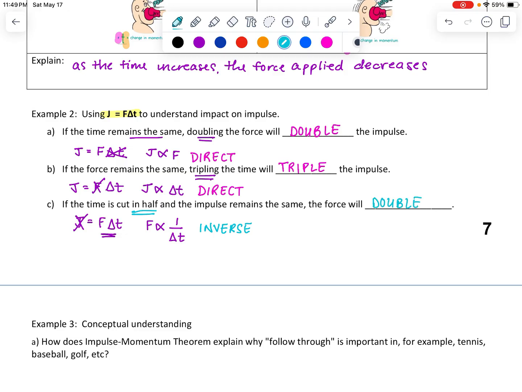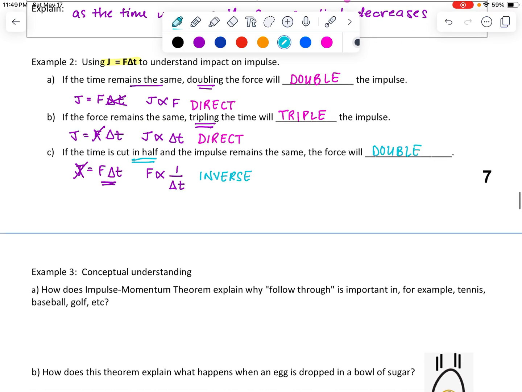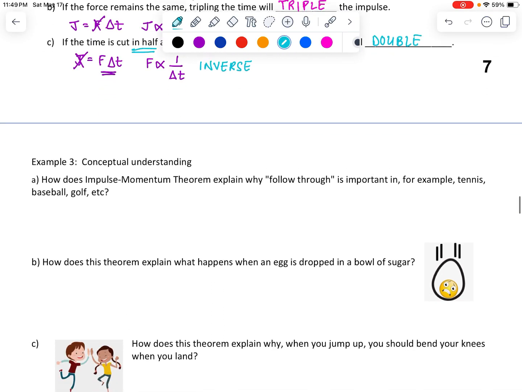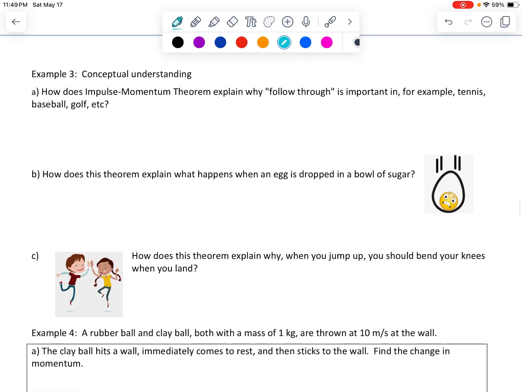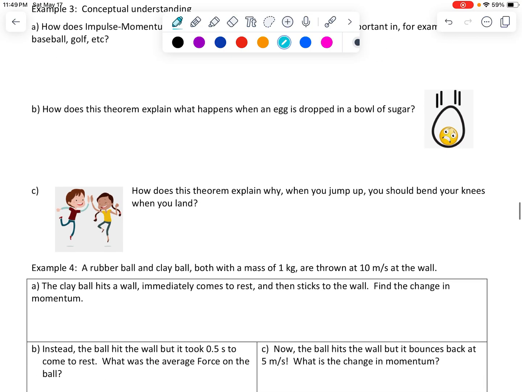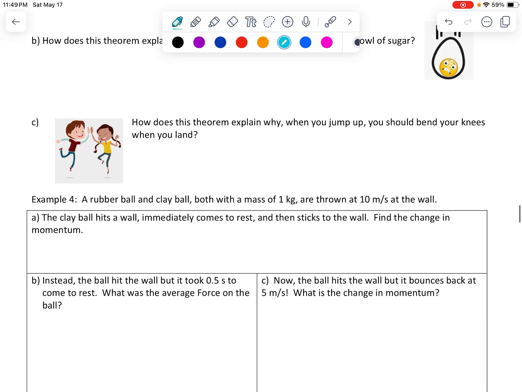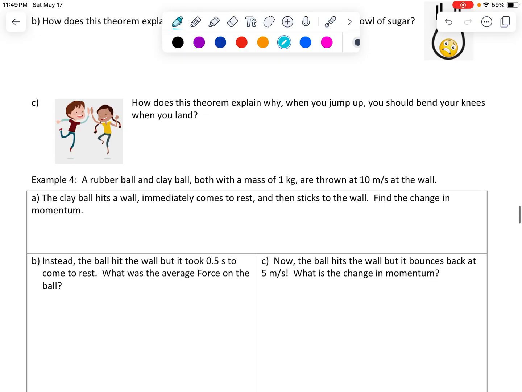Okay, make sure you know those proportionalities, how those variables are related to each other. We don't have to do example 3, A or B. It's kind of all the same. I do want to talk about C, and it's all the same, right? How does this theorem explain why when you jump up, you should bend your knees when you land? It's the same thing, right?